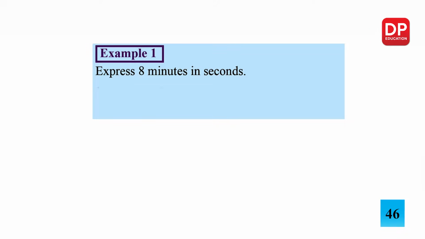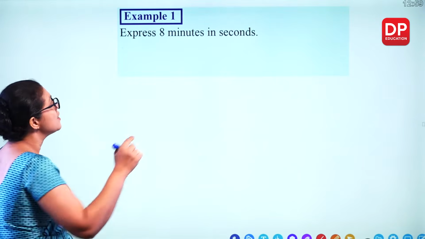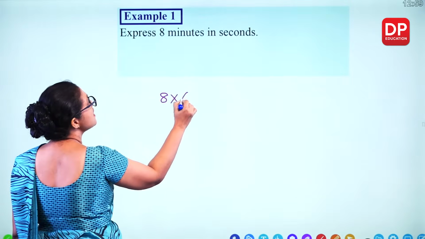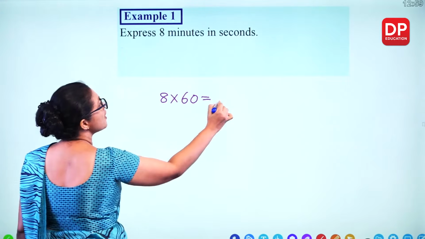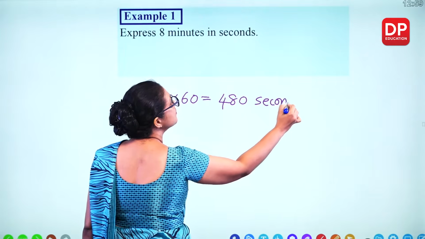Example number 1. Express 8 minutes in seconds. We know 60 seconds is 1 minute. So you can multiply by 60. 8 times 60, you get 480 seconds.